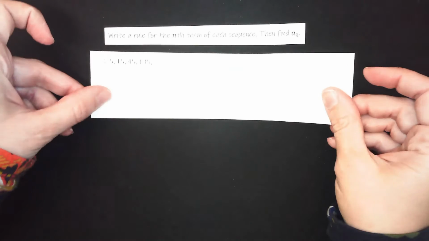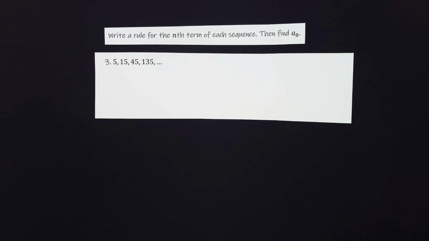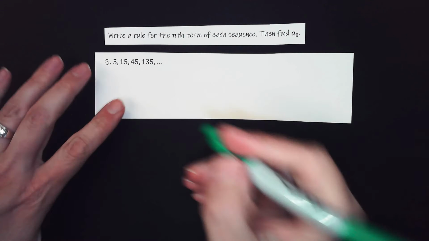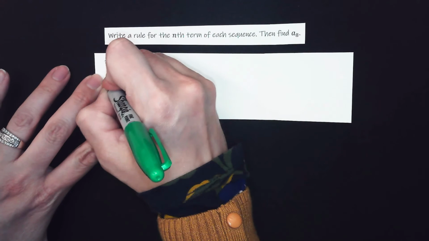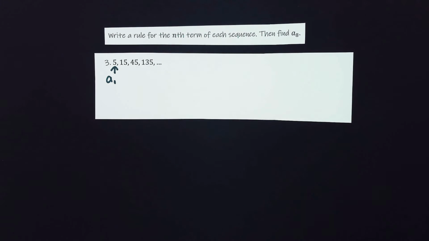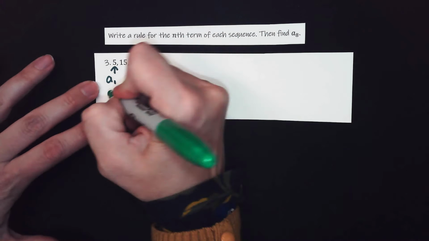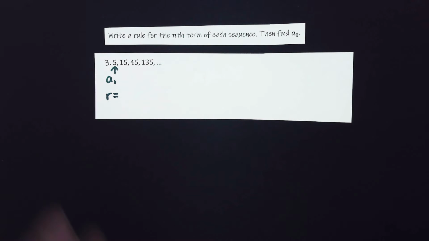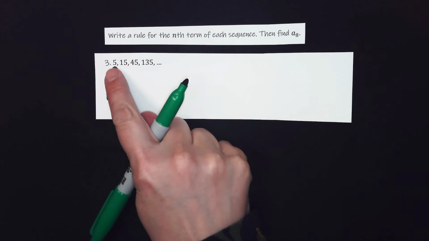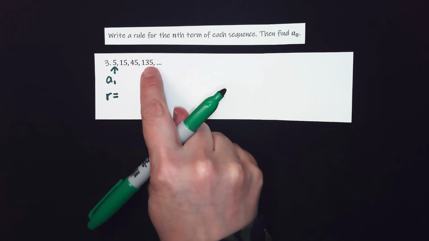So let's give this a try. We're going to write a rule for the nth term of a sequence and then find a sub 8, so our 8th term. Alright, so we can see immediately, there's my first term. There's a1, okay? Now I need my common ratio. Well, what do I multiply each time to get to the next term?